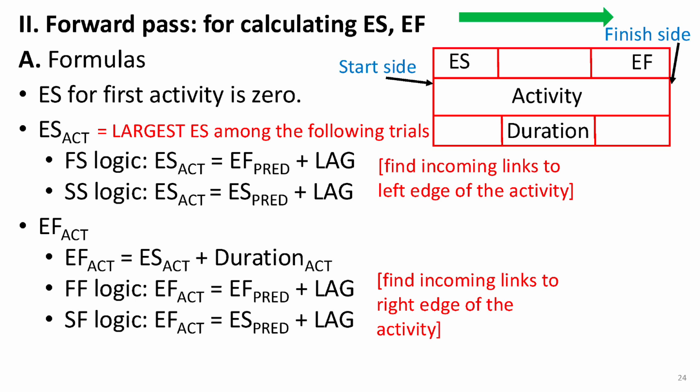If the relationship is finish to finish, FF, the early finish of an activity is equal to the early finish of its predecessor, plus any lag time. If it's start to finish, SF, then the early finish is equal to the early start of the predecessor, plus lag time. Similar to early start, you take the largest early finish calculated from all predecessors. And that's the basic process for calculating early start and early finish times using the forward pass of PDM.